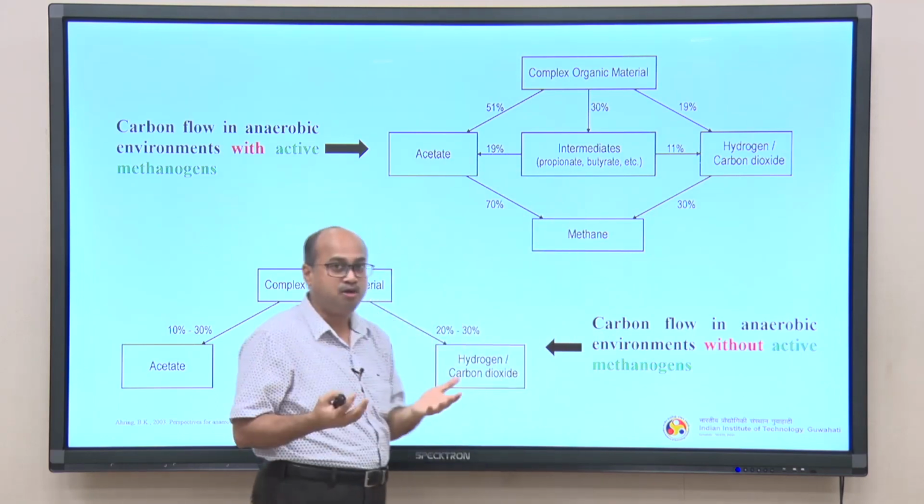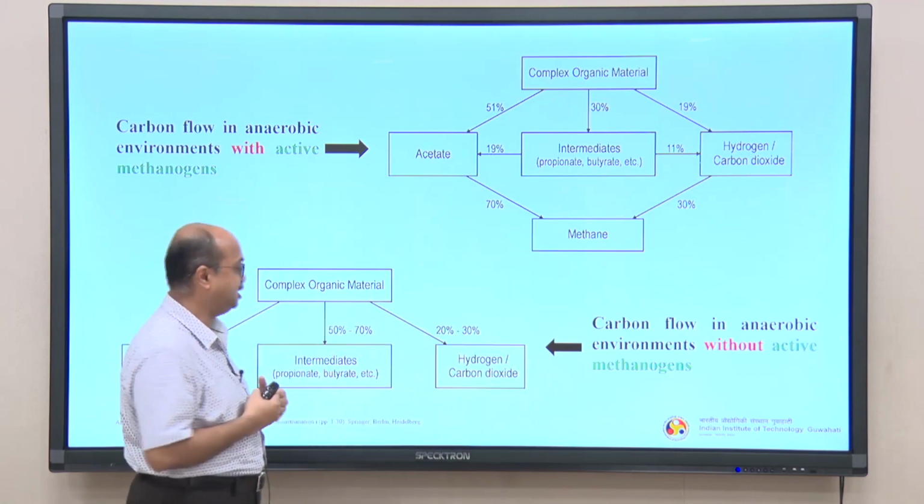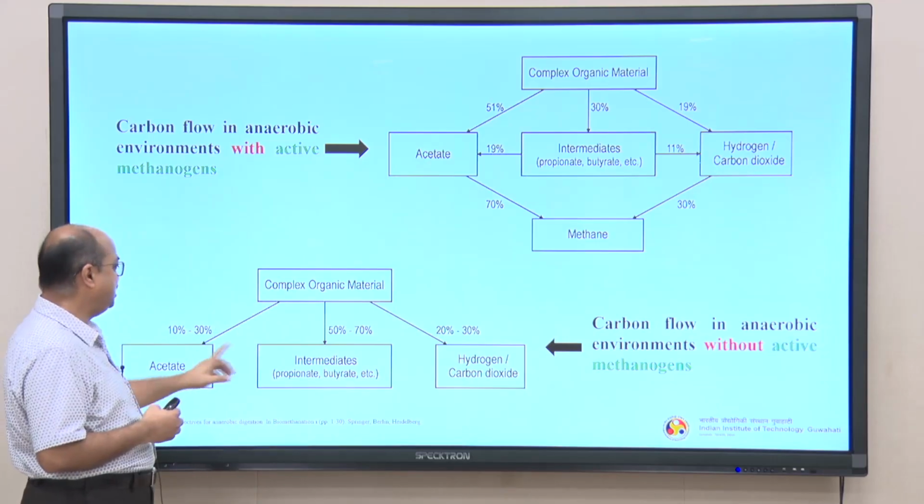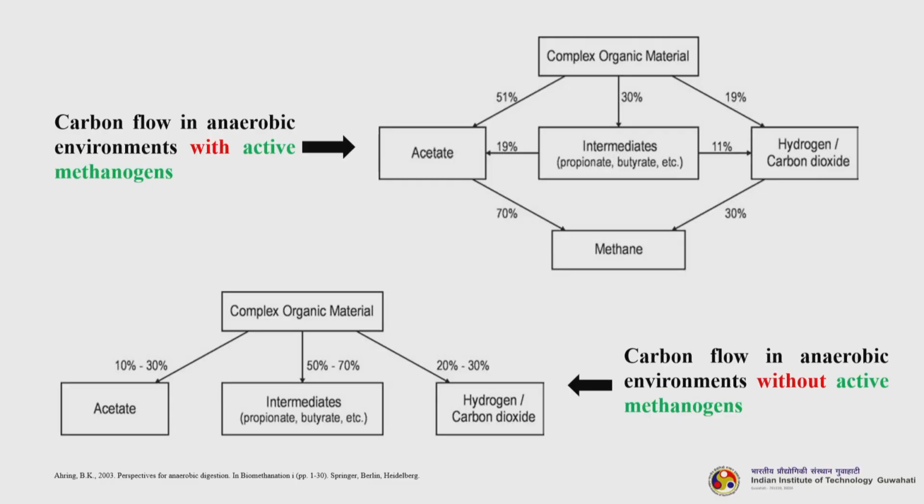Now, when methanogens are not present, then what is happening to the carbon cycle? Okay. So, here the complex materials are getting converted to acetate, intermediates and hydrogen and carbon dioxide, in various percentages of course, and further processing is not happening because there are no methanogens available which will degrade these compounds into methane and carbon dioxide. Okay. Now, this scheme we have understood.